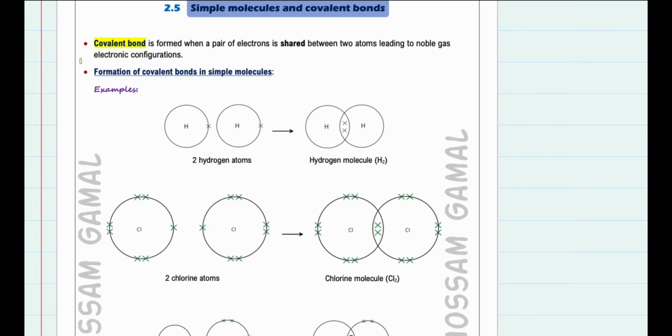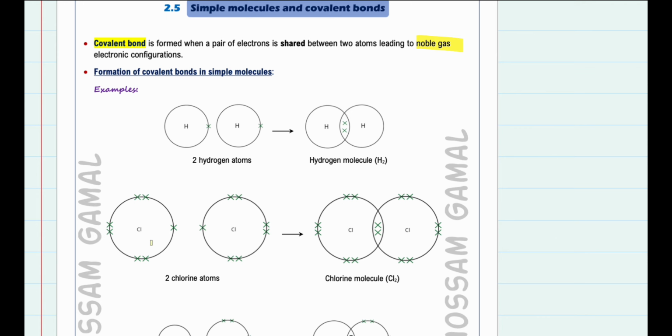A covalent bond is formed when a pair of electrons is shared between 2 atoms, leading to noble gas electronic configurations. Here we have the examples in the syllabus. The first one is the molecule of hydrogen. So 2 hydrogen atoms, each of them has a single outer electron. They are going to share their electrons and form a hydrogen molecule. And each atom of them would have the electronic configuration of the noble gas helium.